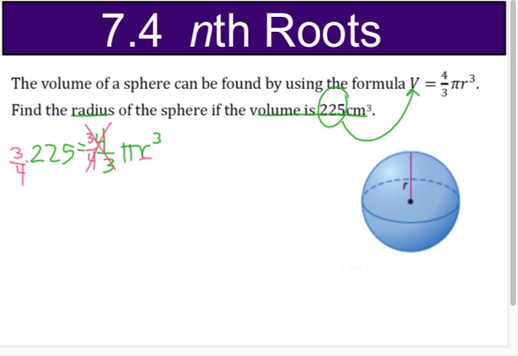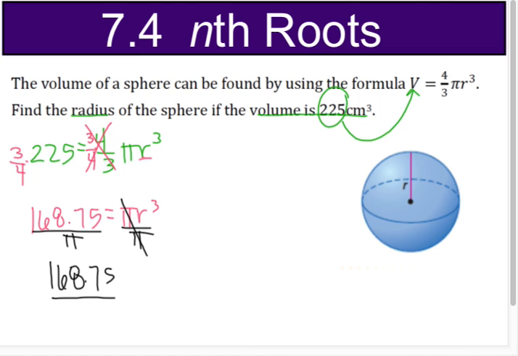That simplifies to 1. So if you take 3/4 times 225, you get 168.75 is equal to pi r cubed. Now I want to get r by itself, so I'm going to get rid of pi. So I would divide both sides by pi. Okay, and we're going to wait to type this into our calculator. And then I would have r cubed.